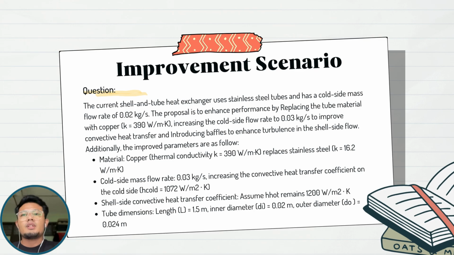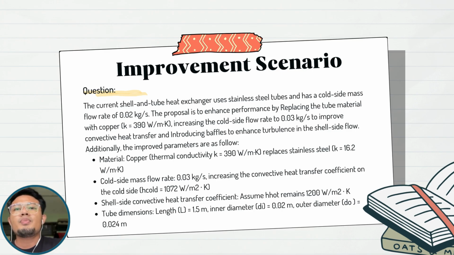The scenario given is that the current shell and tube heat exchanger uses a stainless steel tube, with a cold side mass flow rate of 0.02. The proposal is to enhance performance by replacing the tube material with copper, K given at 390, increasing the cold side flow rate to 0.03 to improve the convective heat transfer, and introducing baffles to enhance turbulence in the shell side flow.